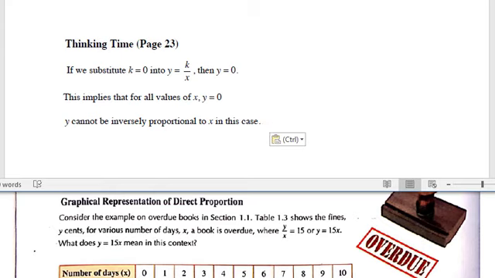So we can't apply the value k equals 0 over here, but k is a constant. Any integer values can be taken for k: 1, 2, 3, 4, and so on, but k cannot be 0. This is the condition for the direct proportion y equals kx.